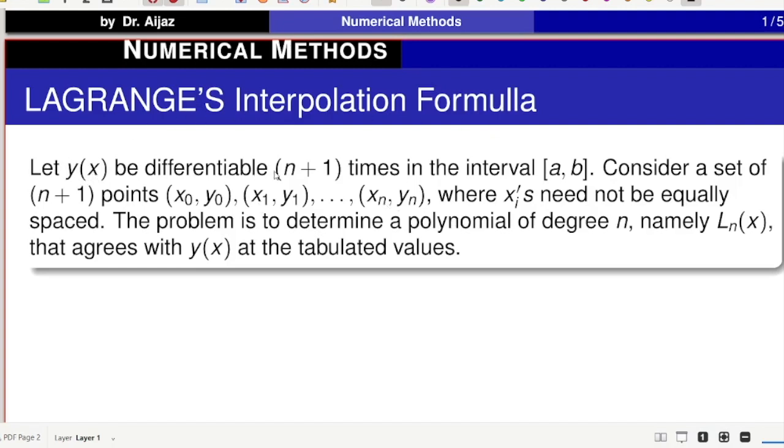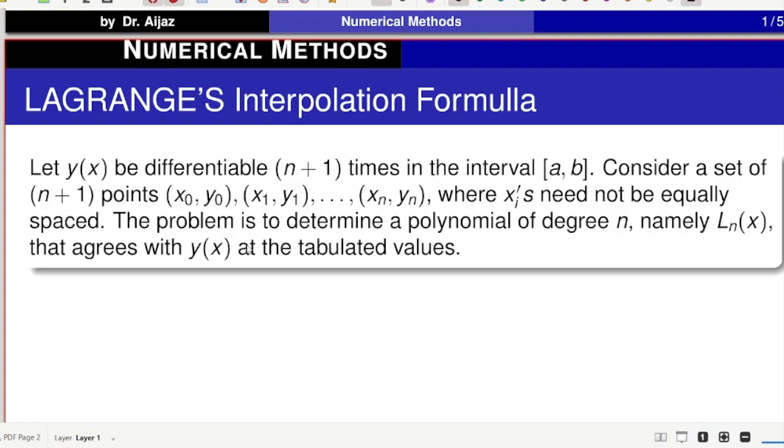Let y of x be a differentiable function which is n times differentiable at least in the interval ab. We consider a set of n plus 1 points x0, y0, x1, y1 to xn, yn, where the xi's need not be equally spaced. If they are equally spaced, then it's all okay, but if they are not, we can still use the Lagrange interpolation formula here. So our problem is to determine a polynomial of degree n, which we shall name Ln of x, that agrees with y of x at these tabulated points.